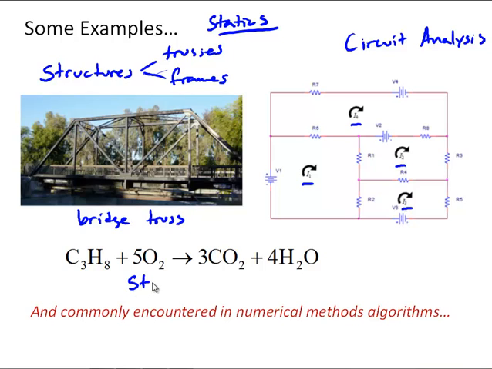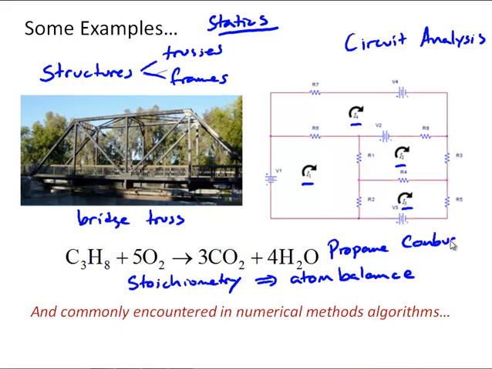Chemical reaction stoichiometry. When we do an atom balance, we get a linear system of equations. And looking at this equation, this is the combustion of propane. And you could probably balance this equation by inspection, but when we get into more complex chemical reactions, especially in organic chemistry, we end up with cases where we actually do need to set up a linear system of equations and solve it. And then we'll commonly encounter linear systems in the context of numerical methods algorithms.